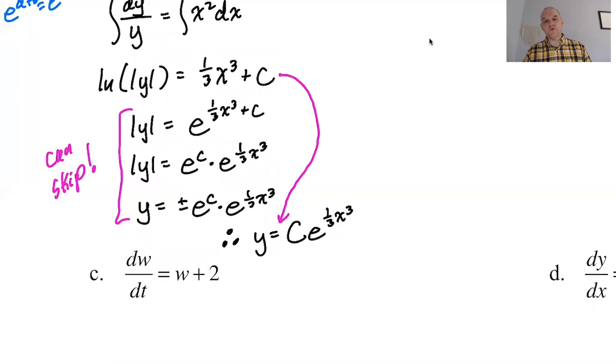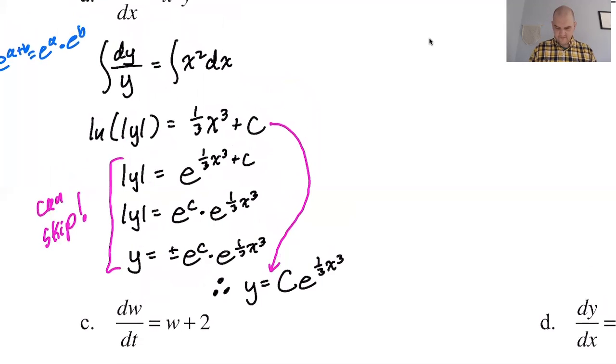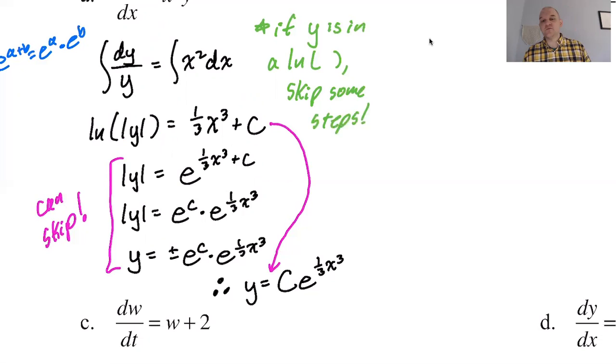You should know what those steps are, but you can skip those. The reason you can skip them is that 100% of the time it's going to happen that if y is in a natural log, you can skip some steps, because it's always going to work out the same. As we do more of them, I'll show you, and I'm going to reference back to this and say, these are the steps that I was skipping. So I'm going to skip them every time.